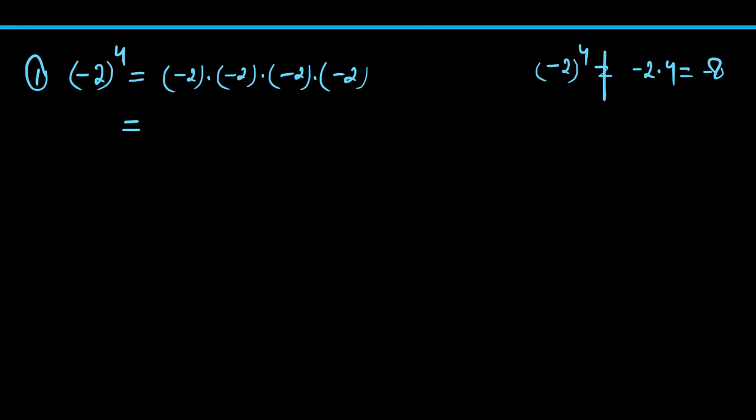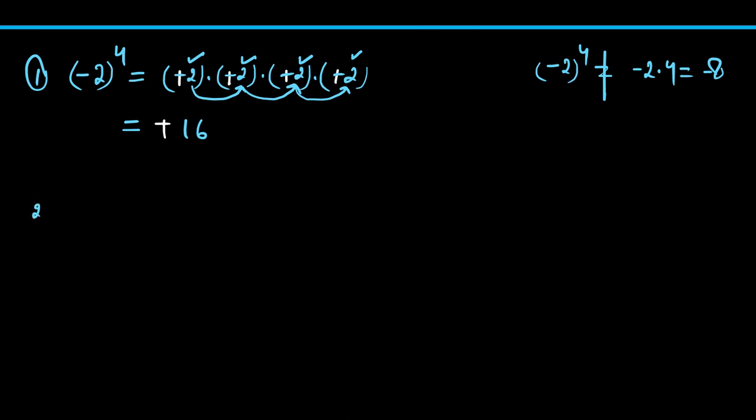Now we can clearly see that negative times negative becomes positive, and here also negative times negative becomes positive. So my final answer will be positive. And how many times is 2 repeating? 4 times. So now you need to multiply 2 four times: 2 times 2 is 4, 4 times 2 is 8, 8 times 2 is 16. So your answer is plus 16. Okay, that's how you will evaluate these questions.